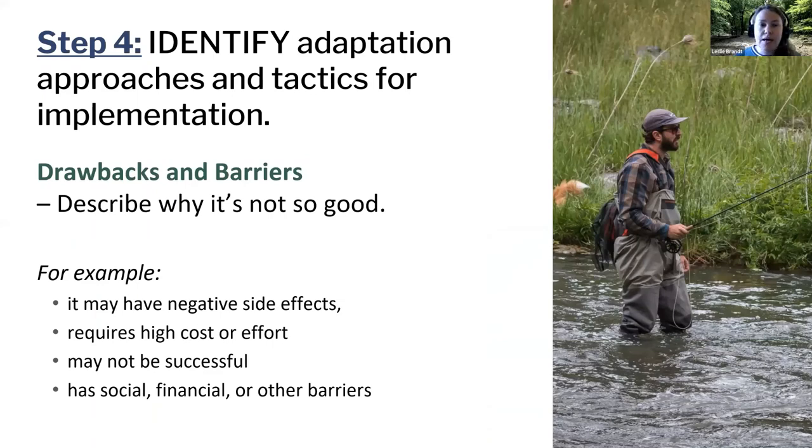Then we also want to think about drawbacks and barriers to implementing your tactic. So are there some negative side effects? If you're going to be moving species around, for example, there might be some risks with whether they're going to adapt to the new environment or not. Or perhaps you're closing a recreation site, but it's really culturally important to the community. And so even though it's the best choice to do from a safety standpoint, it could lead to lost revenue, political implications, all sorts of things. So listing those sorts of things would be helpful in this step.